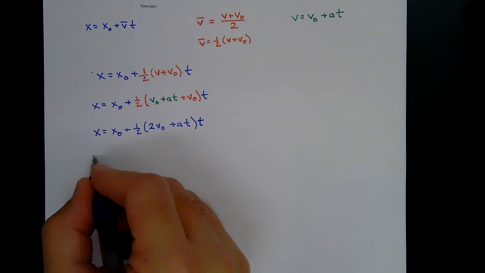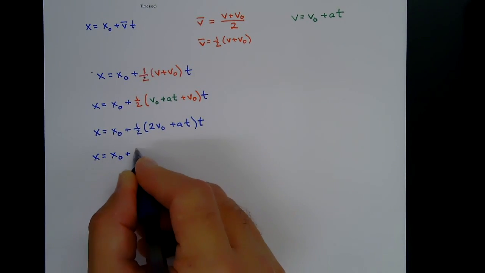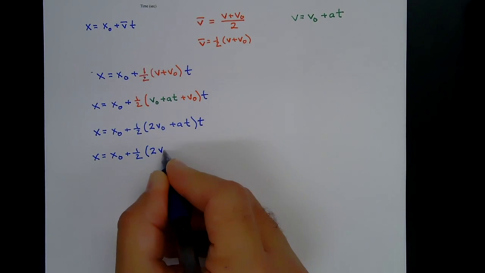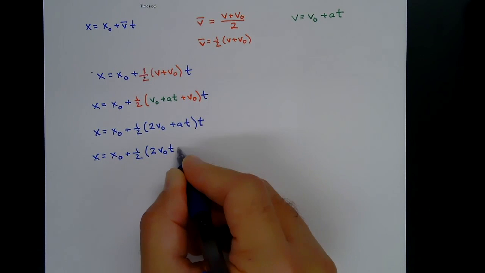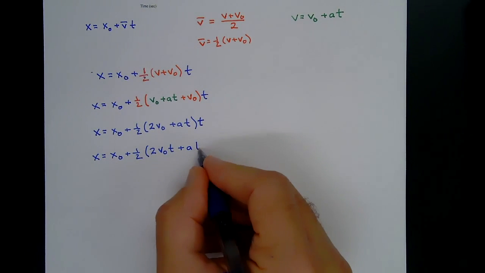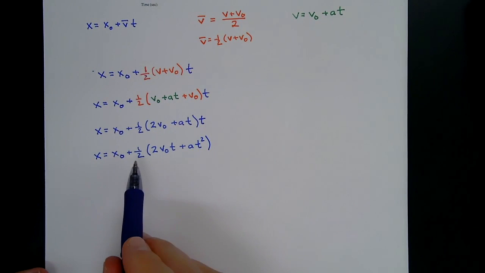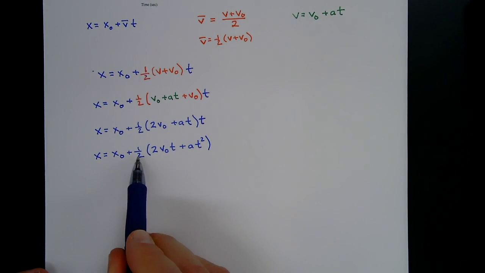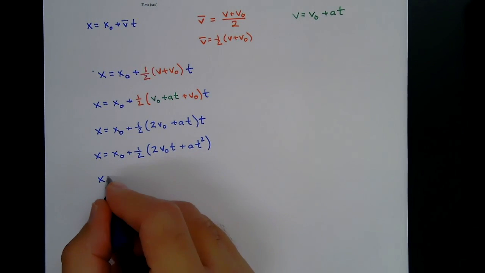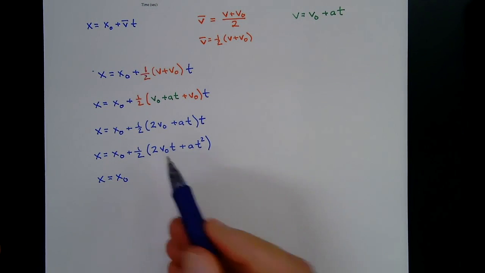So now this becomes x is equal to x sub o plus 1/2 times 2 times v sub o times t plus a times t, or that'd be at squared. Now, what I'm going to do next is distribute the 1/2. So I'm going to multiply this by 1/2 and this by 1/2. So that gives me x is equal to x sub o, and then 1/2 times 2 is just 1.